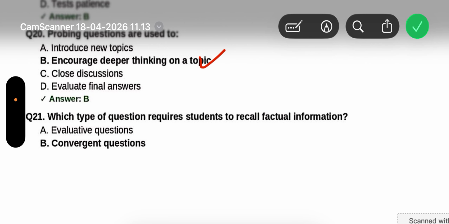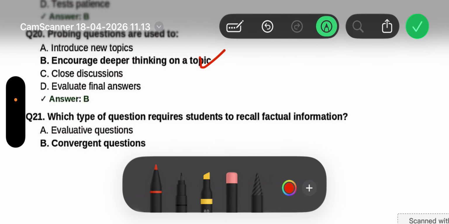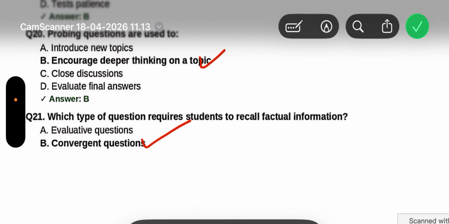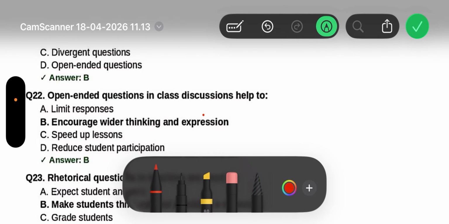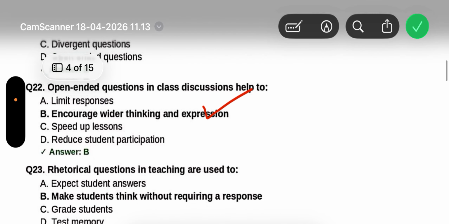Question number 21. Which type of question requires students to recall factual information? In convergent questions, students are required to recall factual information. Question number 22. Open-ended questions in class discussions help to, option B, encourage wider thinking and expression.